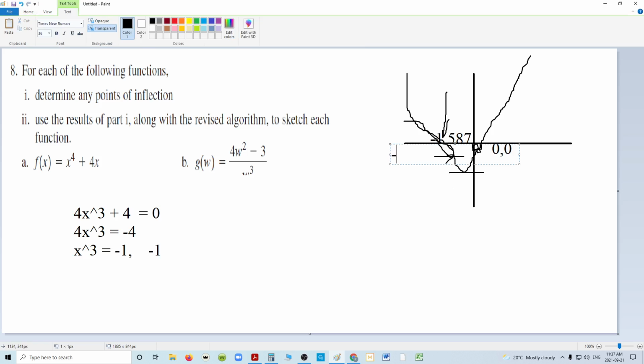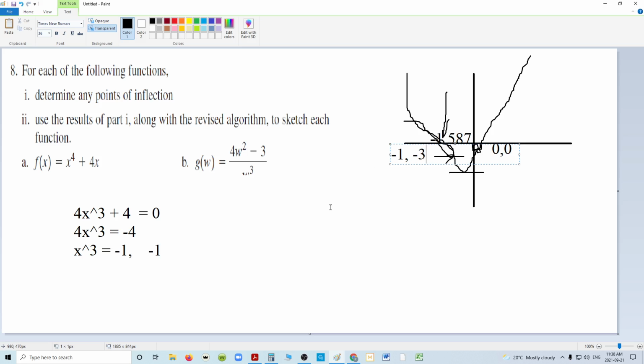And when I plug that into the original equation, negative 1 to the power 4 is 1. Plus 4 times negative 1 is minus 4. So 1 minus 4 is minus 3. It's going to happen at minus 1 comma minus 3. So that's the only inflection point. Notice it didn't come up with 0 for the other one.